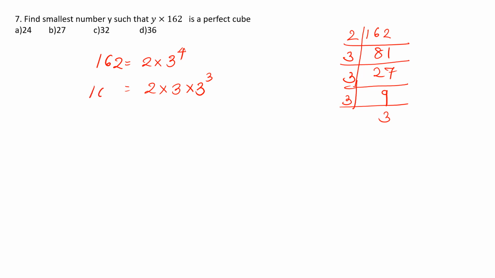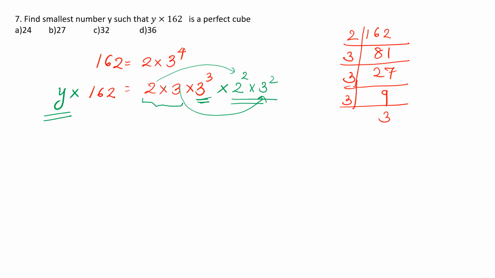Now this is 162. Now what you have to do? We have to find y into 162. y into 162 should be a perfect cube. So this is a perfect cube. Now we have to make these two terms perfect cubes. So multiply 2 by 2 square and 3 by 3 square. Now we got this as 2 cube, this as 3 cube, and 1 3 cube term. This is a perfect cube. So from this we can get that y is 2 square into 3 square, and that is equal to 36. Option D.